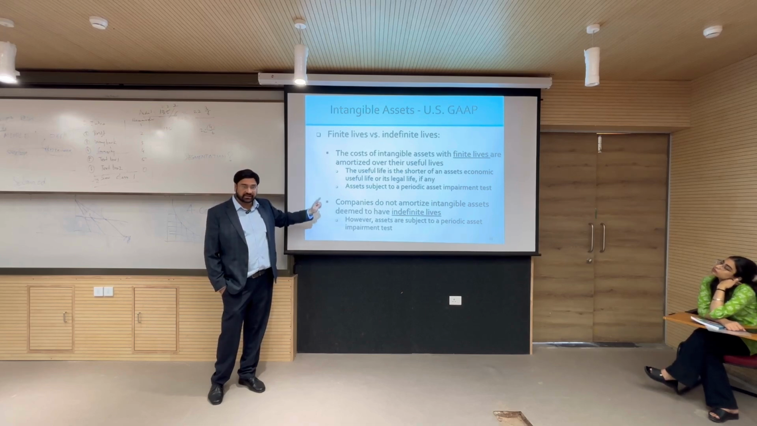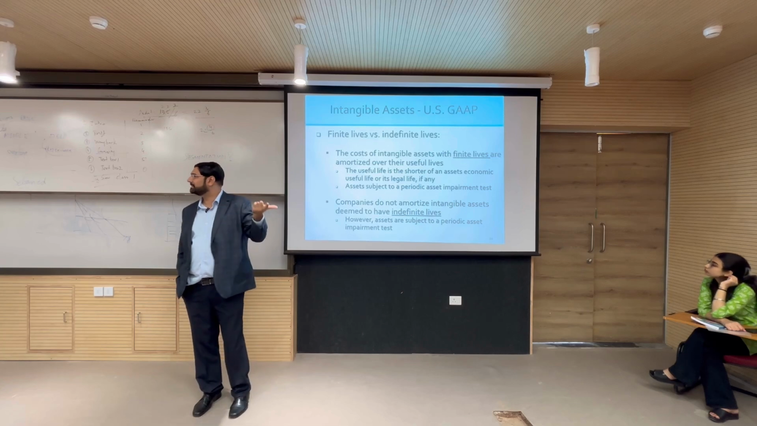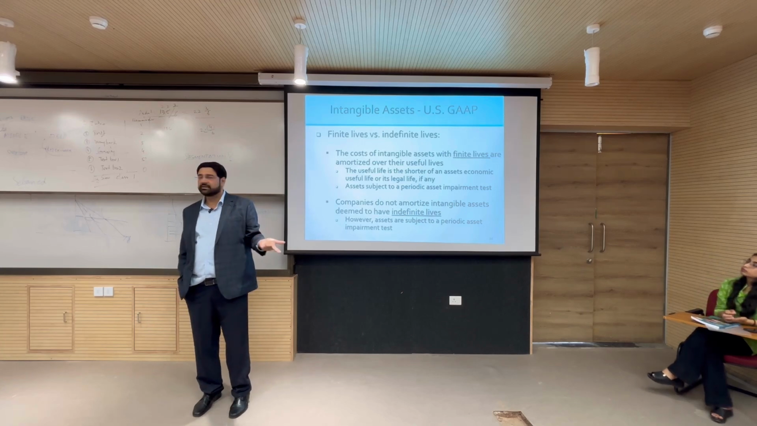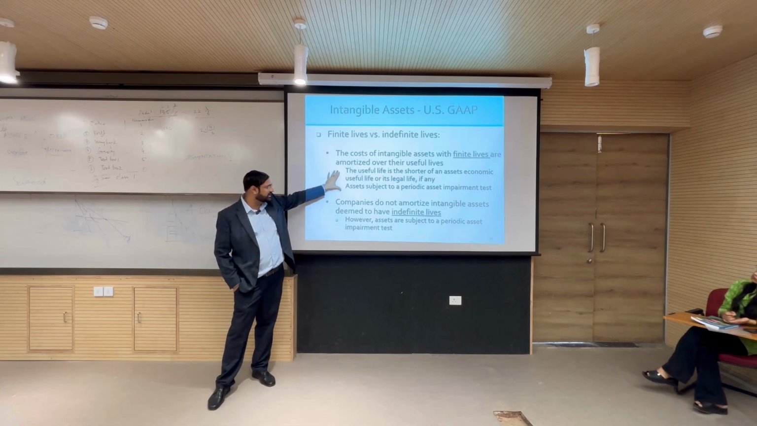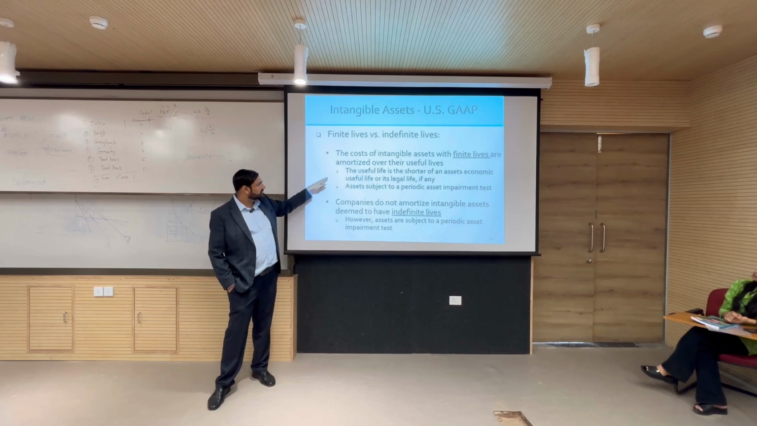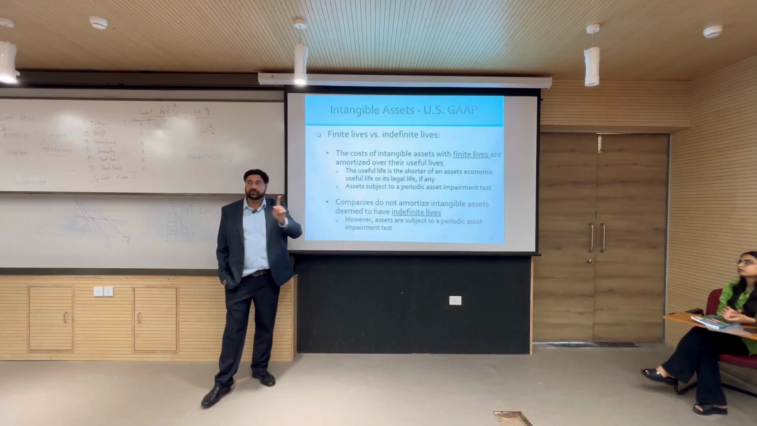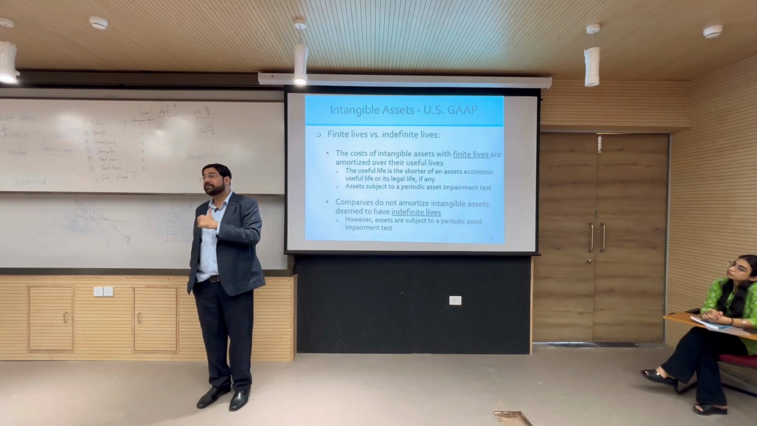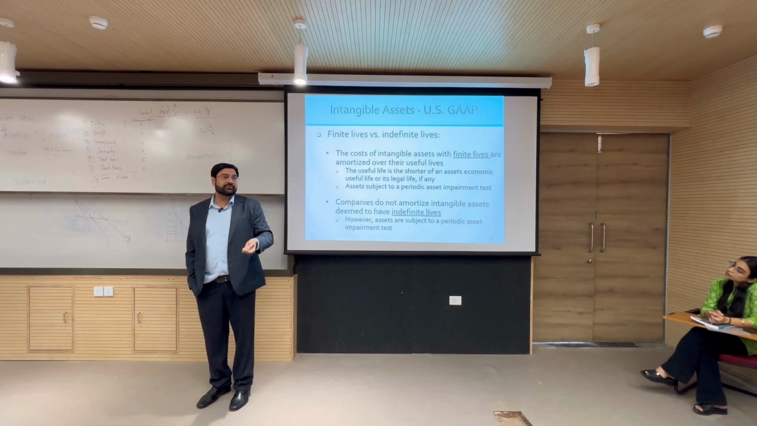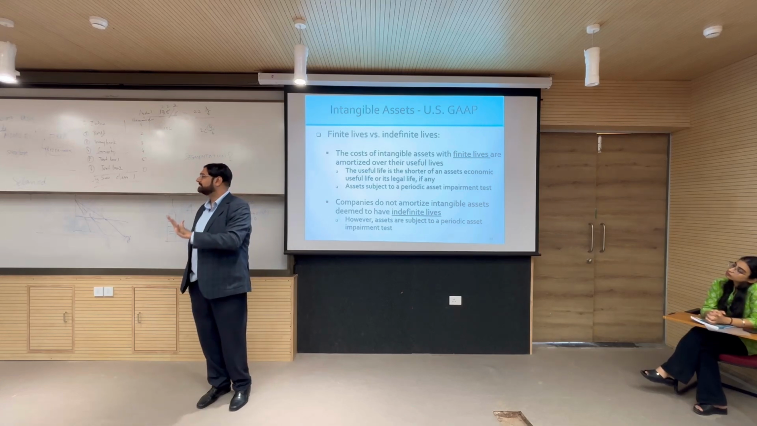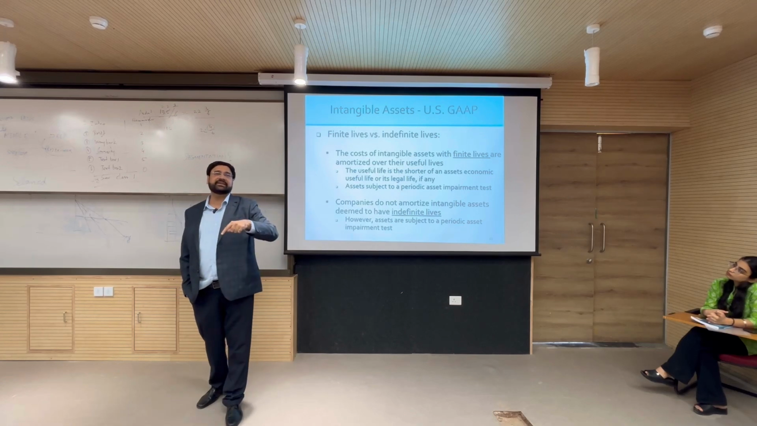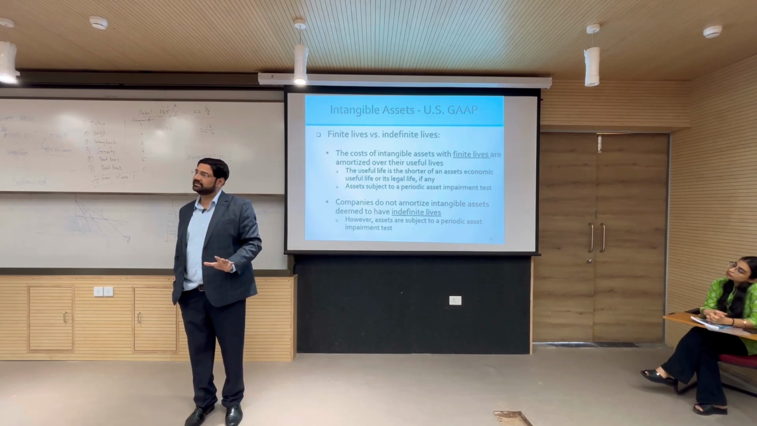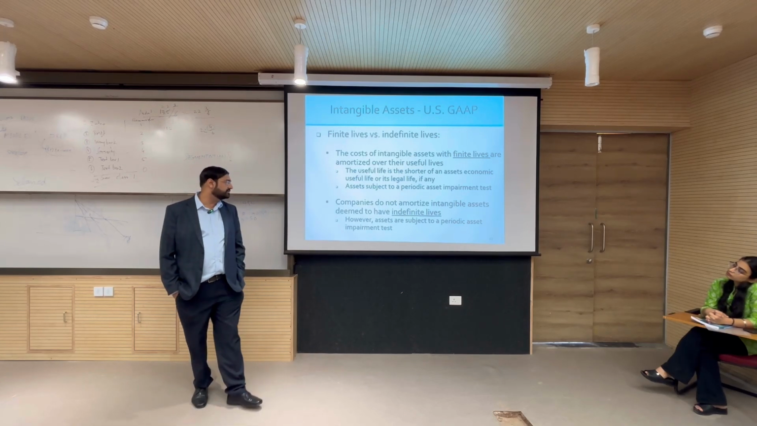If it's a finite life, it will be amortized, and we know the amortization process is the same as the depreciation process, right? So it will be amortized if it's a finite life, and if it is indefinite life, then it will not be amortized, but it will be tested for impairment. And if impairment shows that yes, the value of this asset has gone down, then to that extent you will reduce the value of the asset. Next.